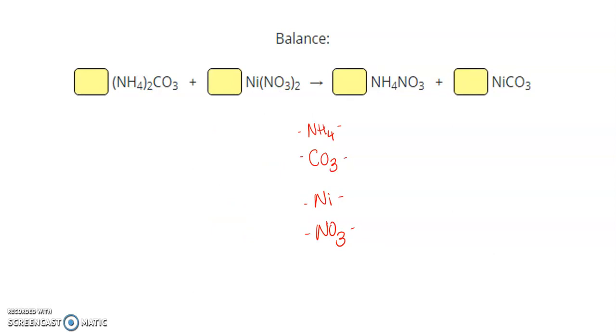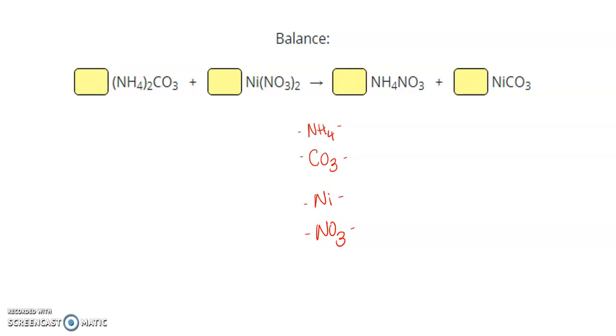So let's look at this next one. It also looks like there's a lot going on, but it's pretty simple once you break out the pieces. We have (NH4)2CO3 plus Ni(NO3)2 yields NH4NO3 plus NiCO3. I see that my polyatomic ions are not getting torn apart, so I'm lumping them together. And that's how I'm counting them.